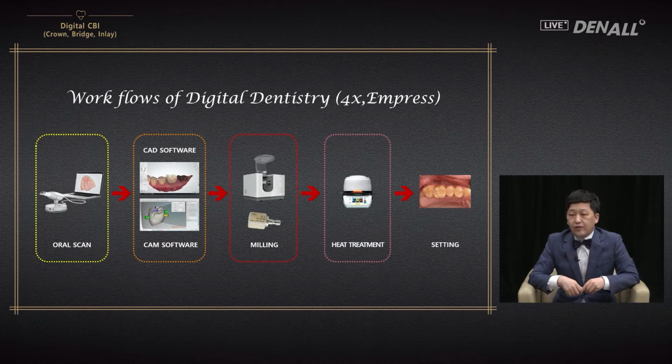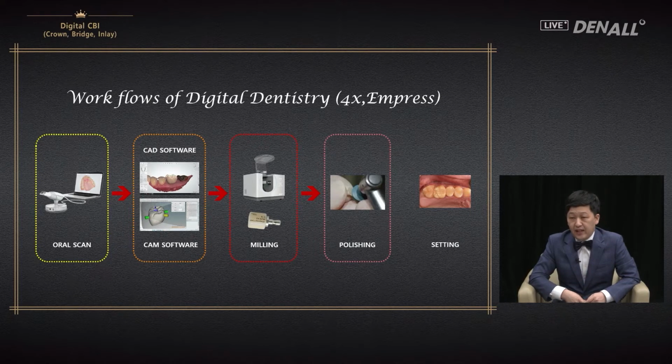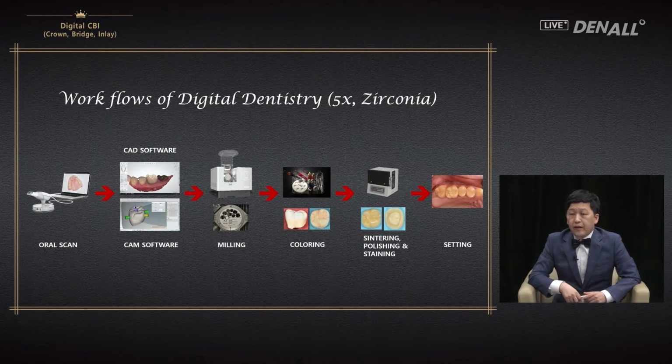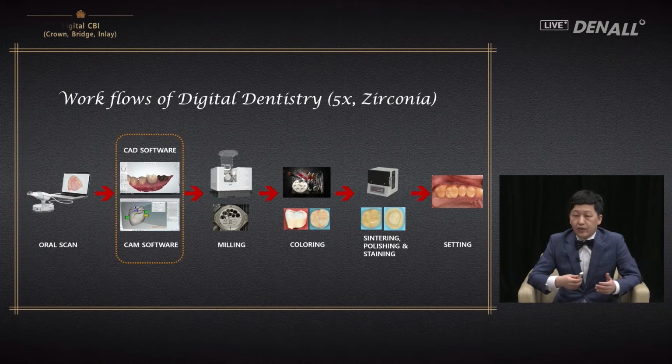In the case of ceramic materials like Empress, strength is slightly lower compared to Emax, but it does not require sintering, and you can finish off just with polishing. That's a plus. And third, you can use a 4-axis milling machine, but these days a lot of people use a 5-axis milling machine. You use zirconia to fabricate the crown.